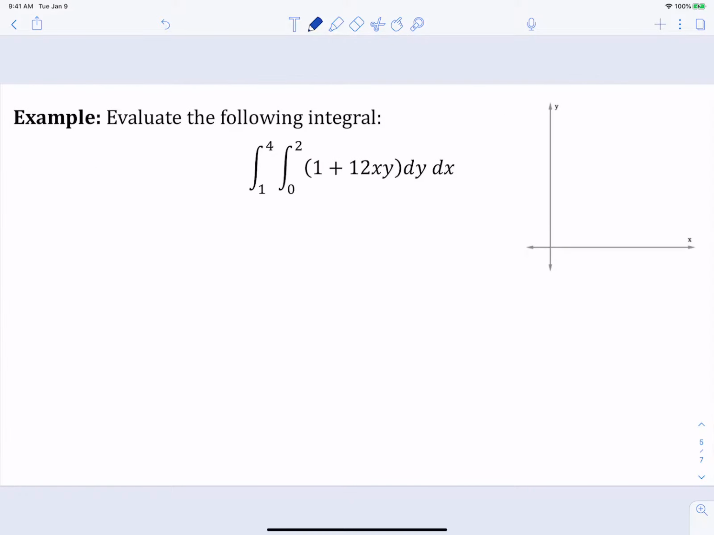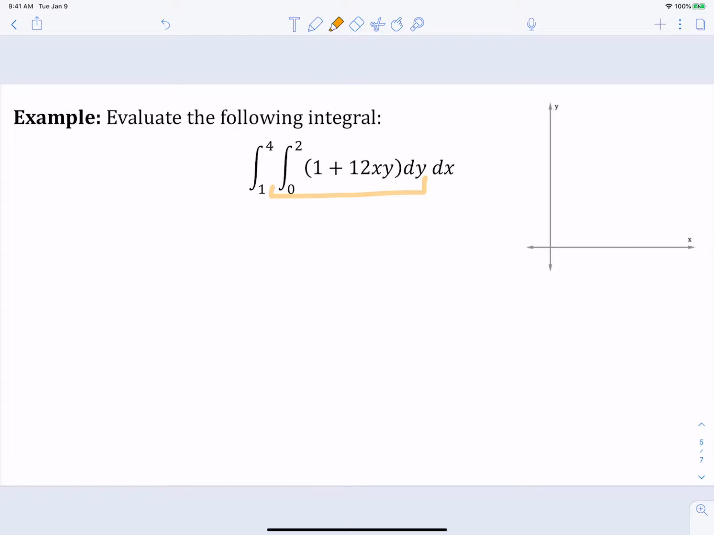Okay, so if we want to evaluate an integral, here we have one that's already set up for it. It's the integral from 1 to 4 and the integral from 0 to 2. And our function here is our f of x, y. And then it says dy dx. So the way that we view this is that we've got an integral nested inside another integral. So we've got this first one here, everything that's on the inside, the inside integral symbol and the inside differential.